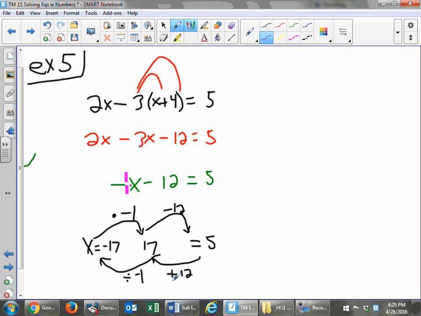So I reverse my operations, go from a negative 12 to a positive 12. So 5 plus 12 is 17. Opposite of multiplying is dividing by negative 1. So positive 17 divided by negative 1 is negative 17.